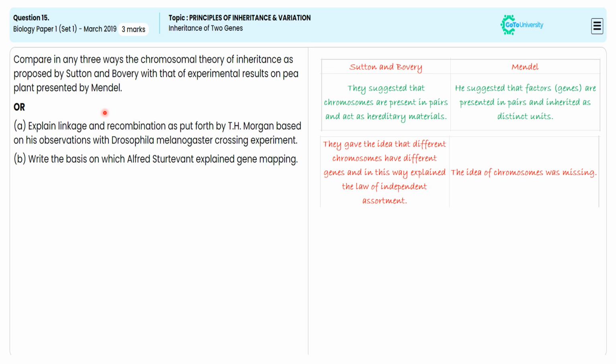Sutton specified homologous chromosomes segregate during the meiosis process, whereas Mendel specified the factors get segregated during gamete formation. For this illustration, we are getting another 1 mark. In this way, we are satisfying the overall 3 mark demand of this first optional subjective question.